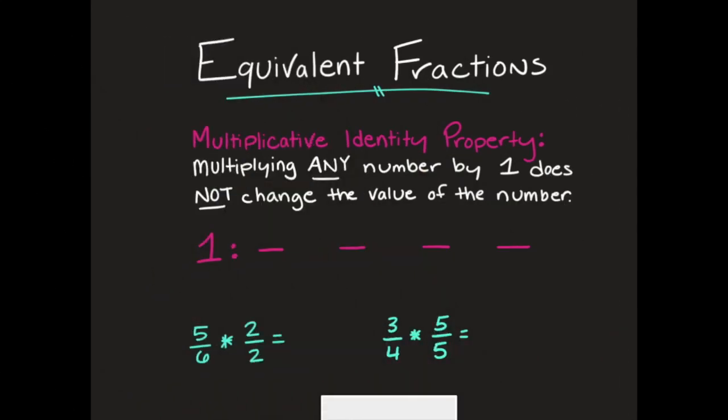In today's lesson, we are focusing on equivalent fractions. So the first thing we're going to look at is the multiplicative identity property. And what that means is that when you multiply any number by 1, it does not change the value of the number. So we know that to be true. If I do 5 times 1, my answer is going to be 5. 10 times 1, my answer is still 10. I'm multiplying, but I'm not changing the value of that number that I started with.